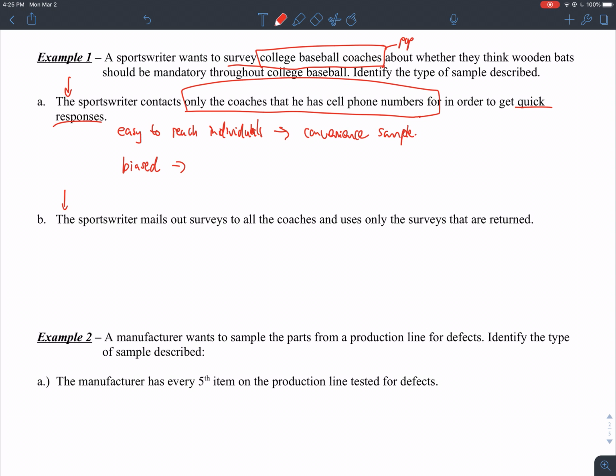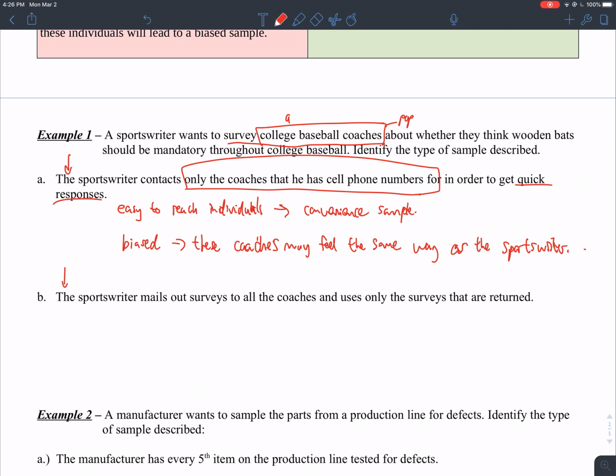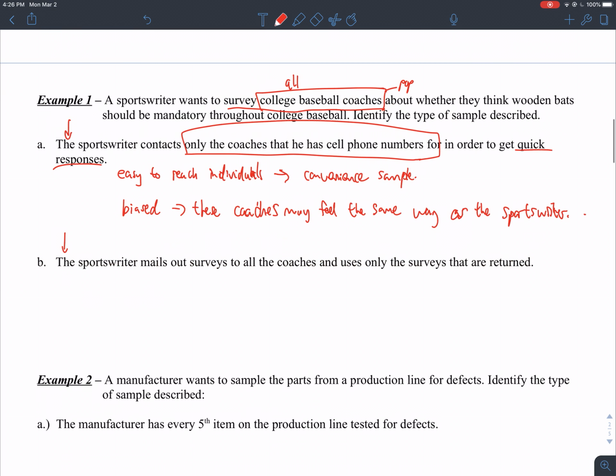So if I have phone numbers for coaches, maybe they are my friends or we work together frequently or something. And so these coaches, you should be able to come up with this. These coaches may feel the same way as the sports writer, right? As the sports writer. Because they're my friends. Maybe. That's one possibility, okay? And so then I'm just going to get a bunch of people that feel the same way, but that's not necessarily representative of all college baseball coaches. All right, so this is definitely convenience.